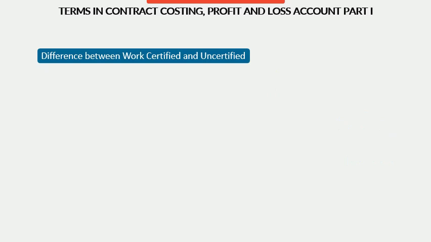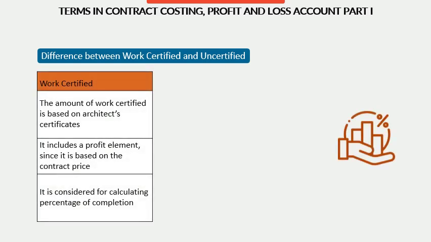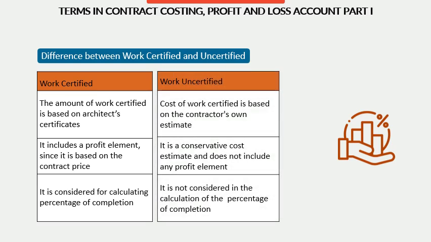Continuing from the previous slide. Work certified: the amount of work certified is based on the architect's certificates. It includes a profit element since it is based on the contract price. It is considered for calculating the percentage of completion.